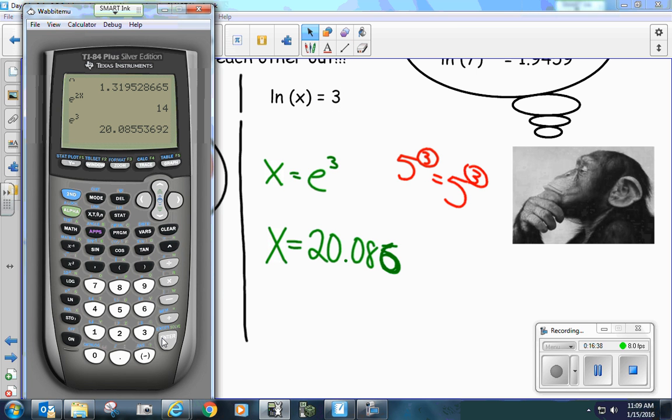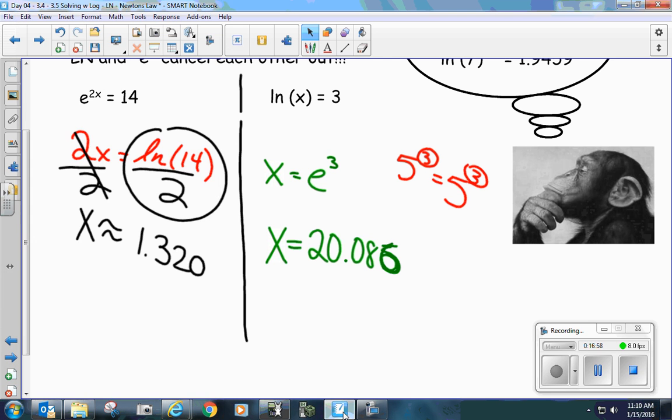I'm going to put this value in for my x. I'll store this in the x to check it. So that's my x. So the ln of x should equal 3. There you go.